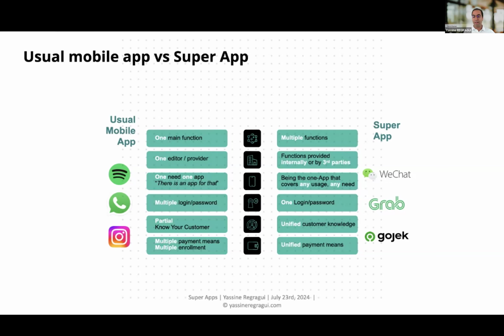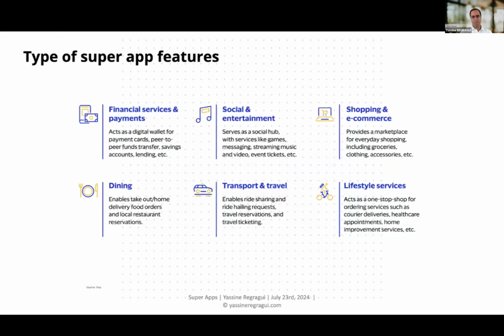You have unified customer knowledge, which is a KYC, the verification of the customer, the know your customer verification. And you have unified payment means, meaning that you don't need to input different bank cards. You don't need to have this complex process of payments. So these are the main differences between a usual app and a super app.